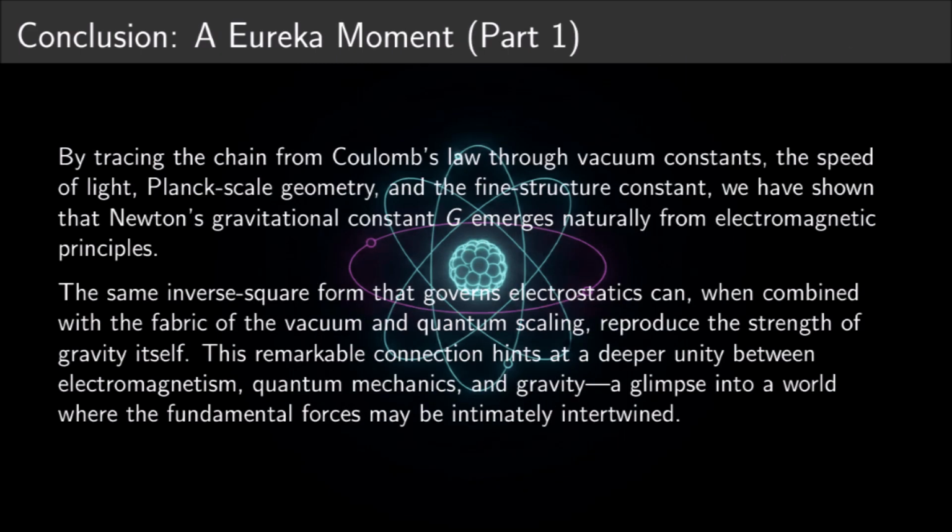By tracing the chain from Coulomb's law through vacuum constants, the speed of light, Planck-scale geometry, and the fine structure constant, we have shown that Newton's gravitational constant G emerges naturally from electromagnetic principles. The same inverse square form that governs electrostatics can, when combined with the fabric of the vacuum and quantum scaling, reproduce the strength of gravity itself. This remarkable connection hints at a deeper unity between electromagnetism, quantum mechanics, and gravity, a glimpse into a world where the fundamental forces may be intimately intertwined.